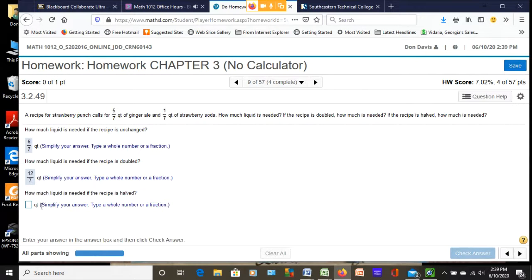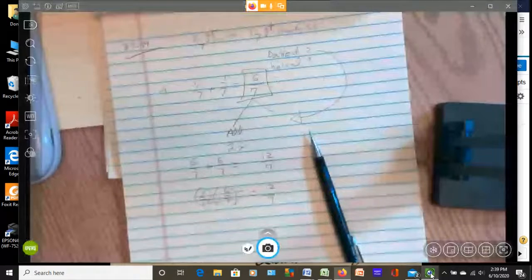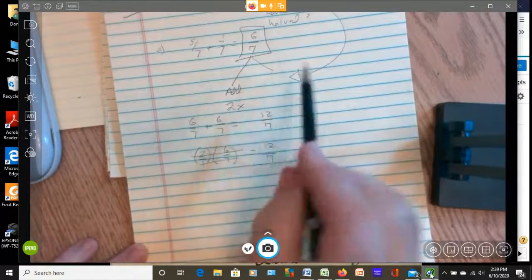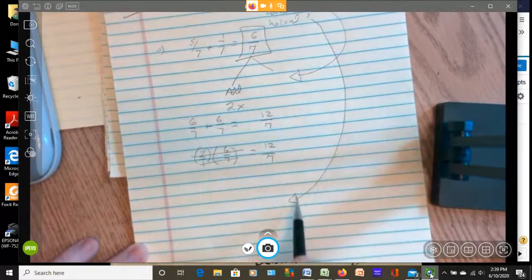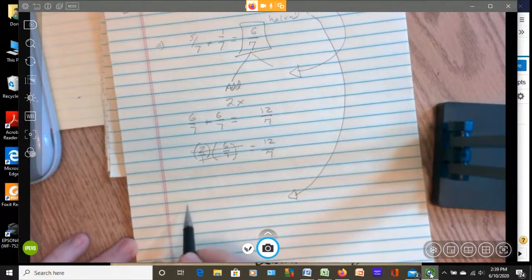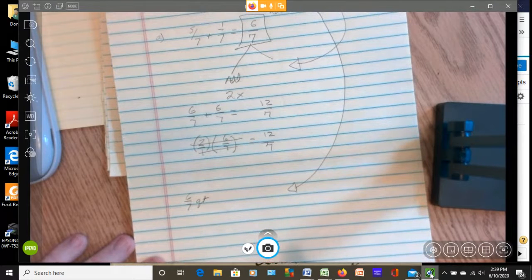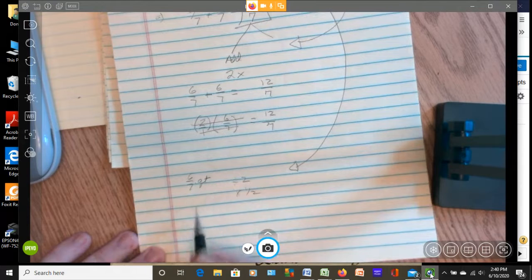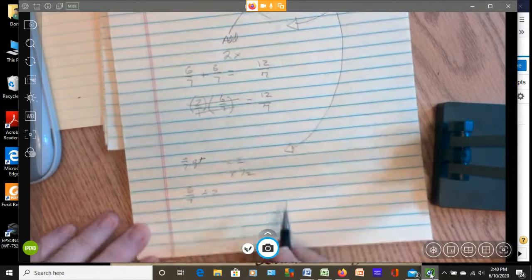And if you halve it, we take the original recipe and halve it. The original quantity was 6/7 of a quart. Now, how could you halve this? Well, you could either say, I'm going to divide it by 2, or I'm going to multiply by 1/2. So let's say 6/7 divided by 2.